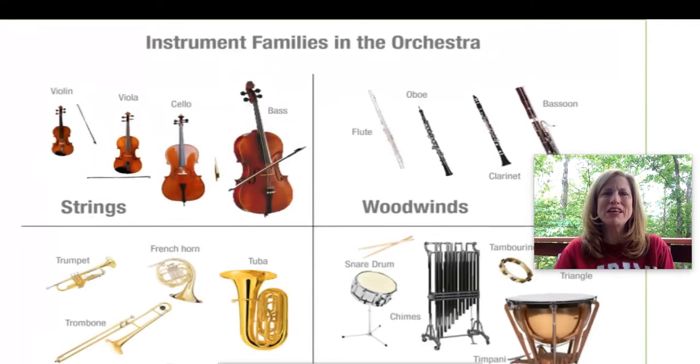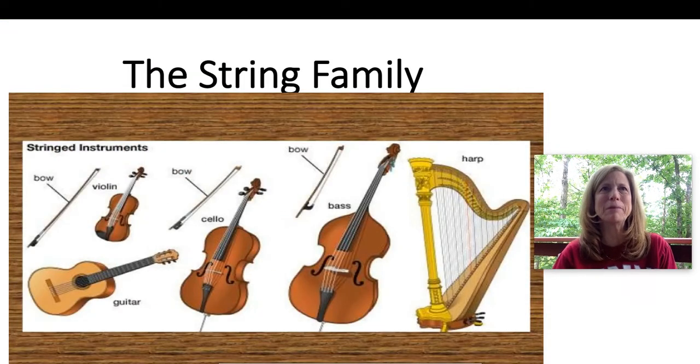Here we have the instrument families in the orchestra. We can see the strings, the woodwinds, the brass, and the percussion. Let's take a deeper look at the string family. So the string family's members resemble each other. They look alike. They are all made of wood and are often the same color.